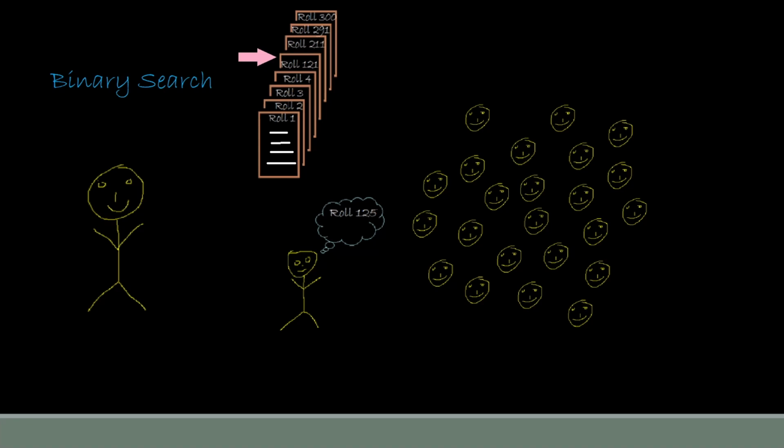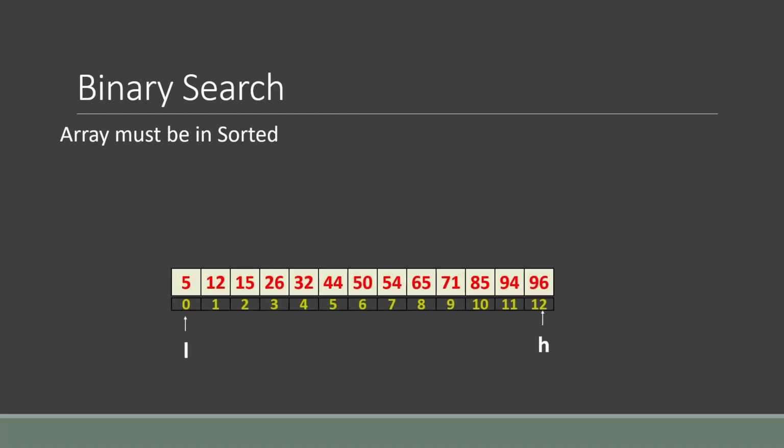Let us understand the same thing with an array, an integer array. Prior to proceeding with binary search, you need to know that binary search has a prerequisite: the array must be in sorted order. Let us take an example. This is an array of 13 numbers, all in sorted order. There are total 0 to 12 cells.